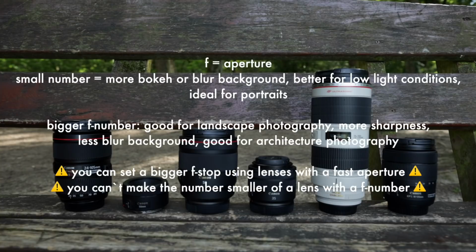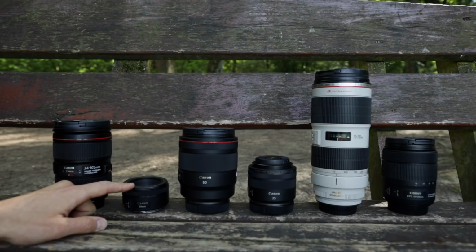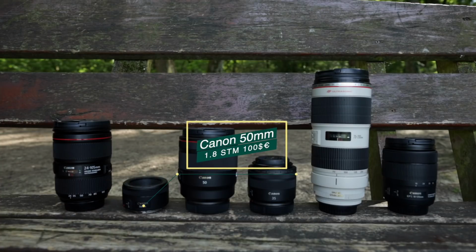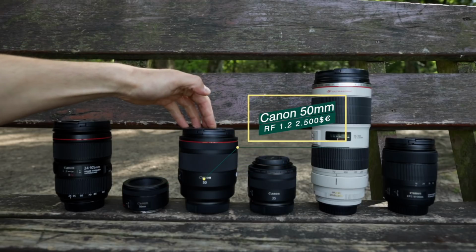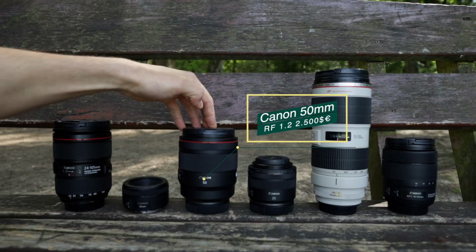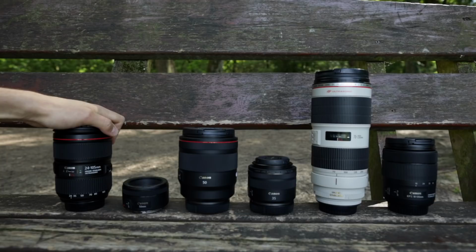The smaller the number is, the more light comes through that lens. The more light comes through your lens, the more blur background you will get at the end of the day. While this lens here costs only 100 euros compared to this one here for $2,500 or euros. This is a typical zoom lens that you can expect to get with a more expensive kit.